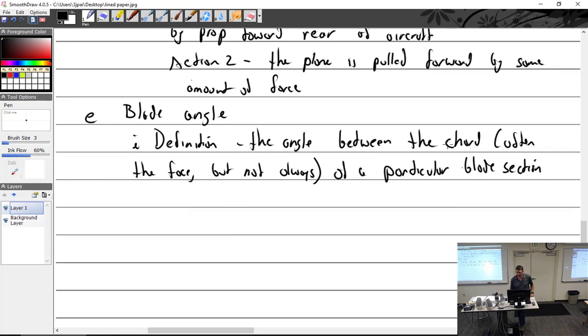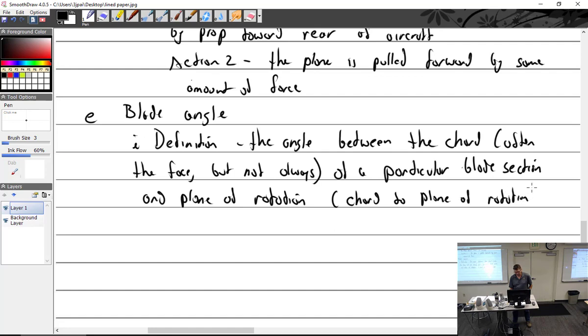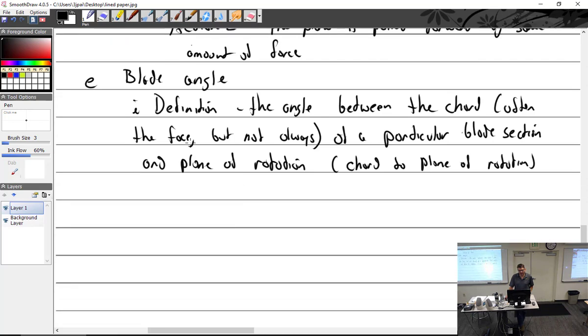So the definition: the angle between the chord of a particular blade station and the plane of rotation. Or we could say chord to plane of rotation. At some point, we're going to define exactly where we're always going to take it for reference, but for right now, we just say any section that we're choosing.